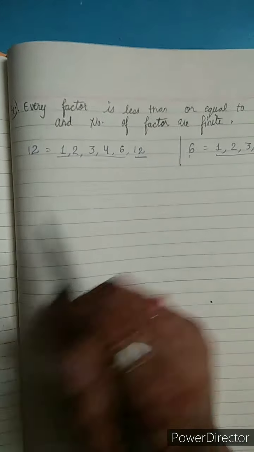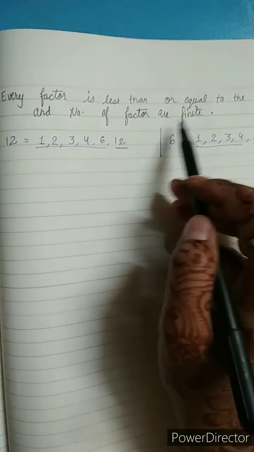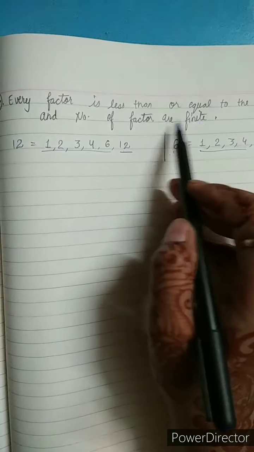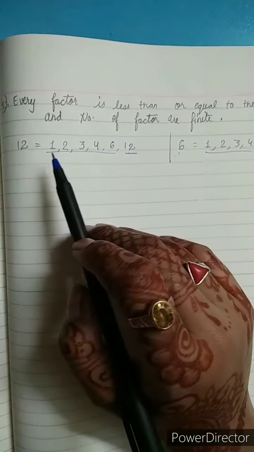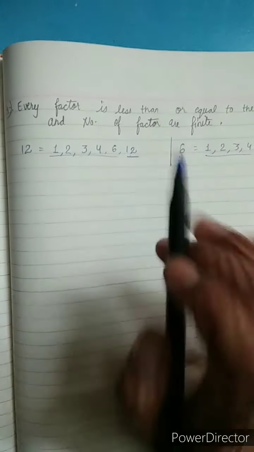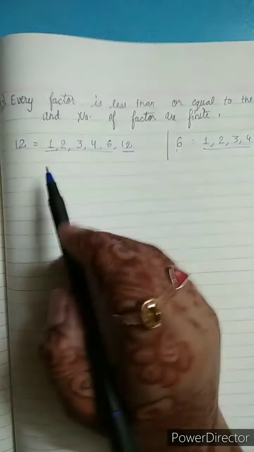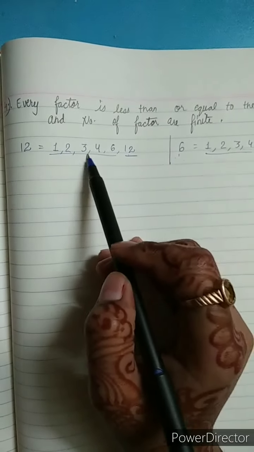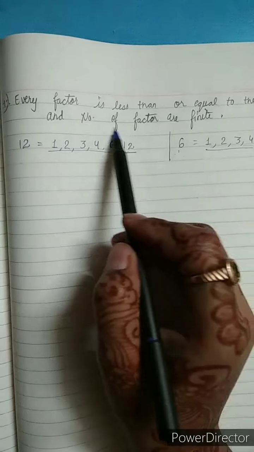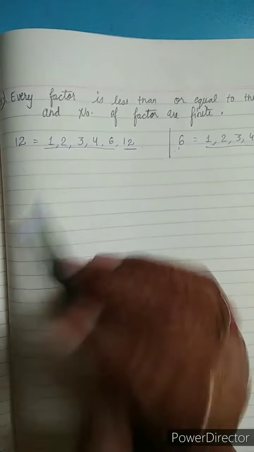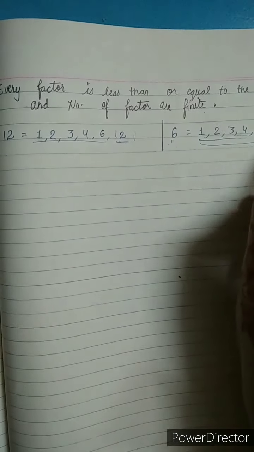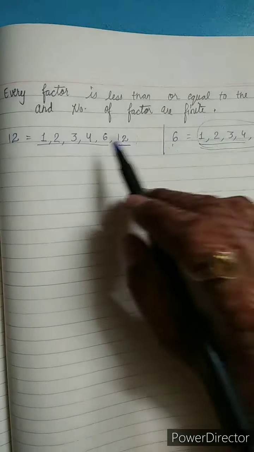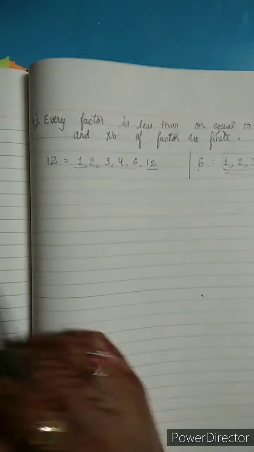And one more thing is there, the number of factors is finite. It means we can count the factors of any number. At one place they will stop definitely, like 1, 2, 3, 4, 5 and 6. Total 6 factors of 12, here total 5 factors. That's why they are countable.